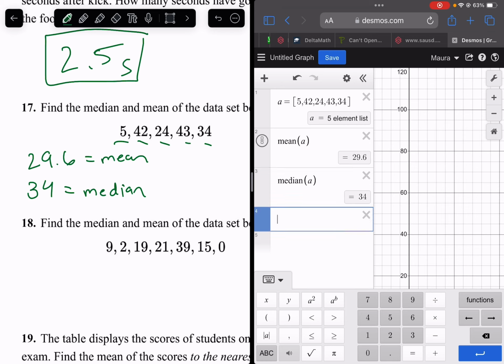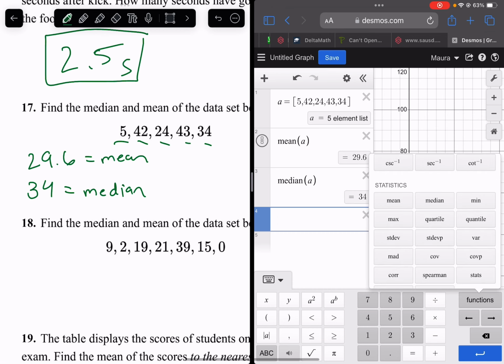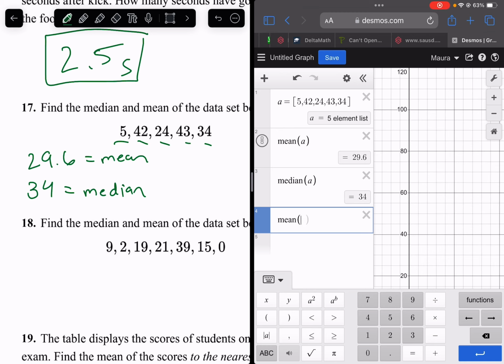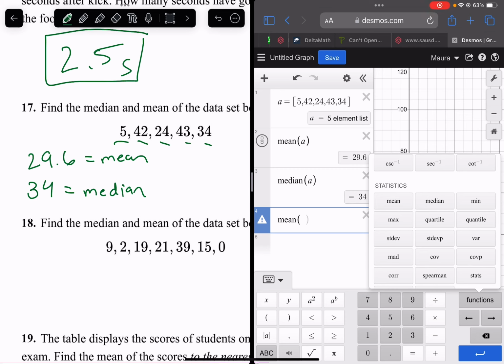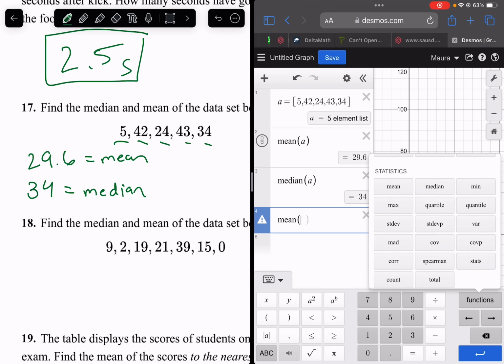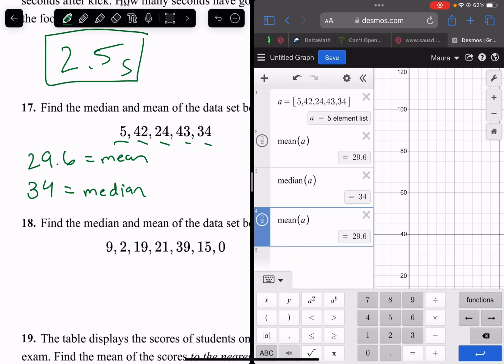Now, let's say you forget what term you're supposed to type in. If you go to functions and go to statistics, you can also, instead of typing in mean or median, just go to functions and click. Those will all be under the statistics category. It also calculates quite a few values like the total, the min value, the maximum value, and other things as well. And you would just do it the same way. You would click mean, A, close parentheses, and of course it's going to give you the same thing.